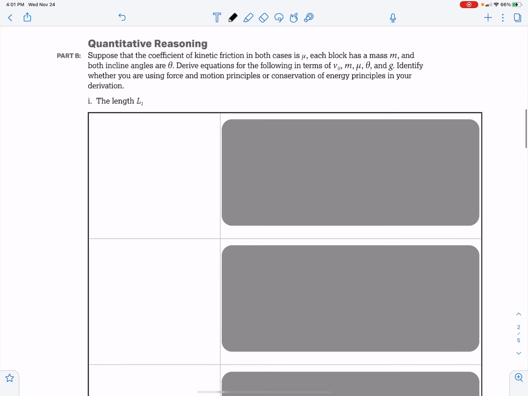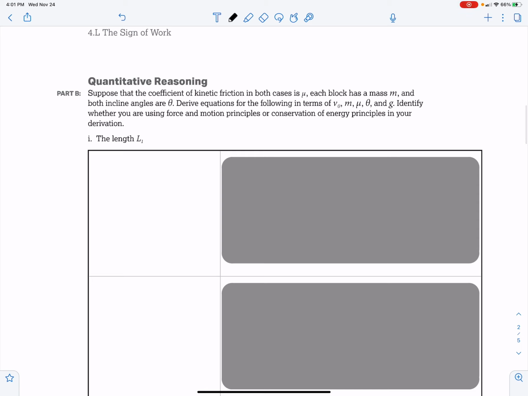Part B, quantitative reasoning. Suppose that the coefficient of kinetic friction in both cases is mu, and each block has mass m, and both inclines are angle theta. Derive equations for L1 and L2 in terms of v naught, m, mu, theta, and g, identifying whether you've used forces and motion principles or conservation of energy in your derivation.